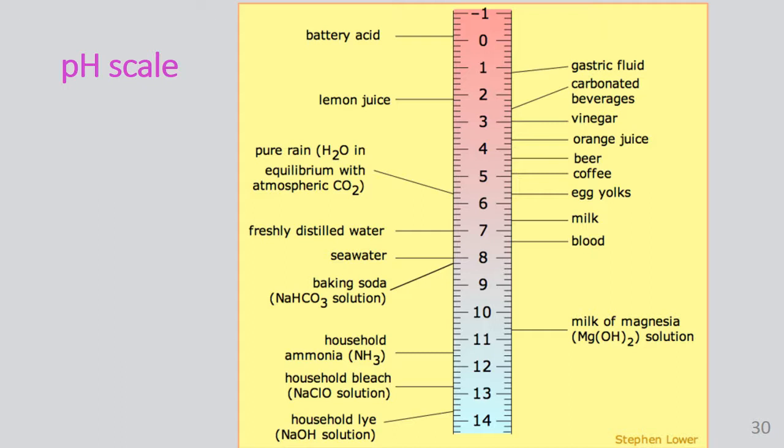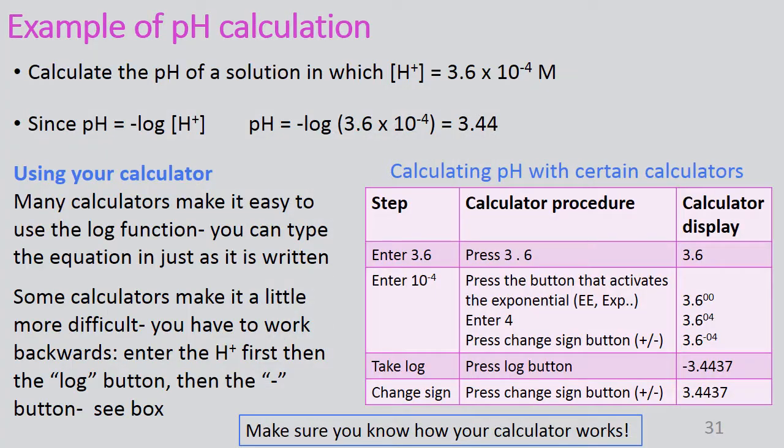You can see blood is slightly basic, just above 7. Seawater is right around 8. Baking soda is just over 8, etc. So you can look at that. And in the bottom, you can see household lye has a pH almost to 14. So that's very, very basic.